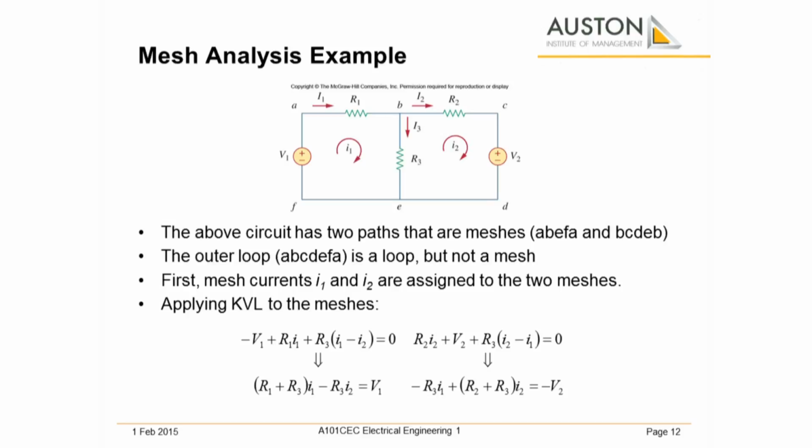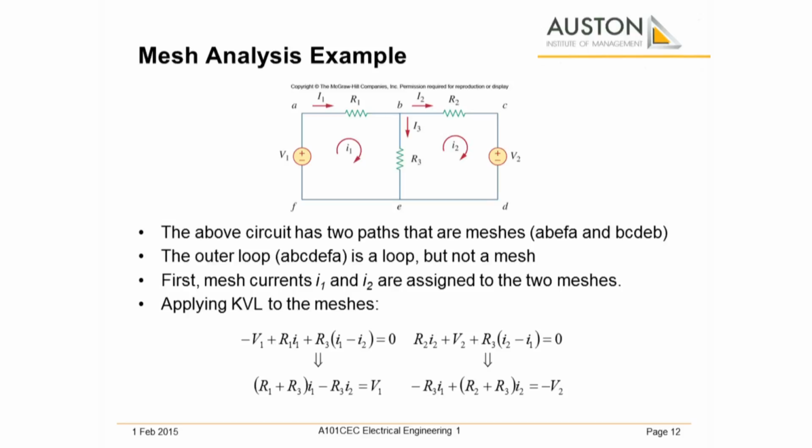We also need to assume the direction of these currents. The direction of these currents will affect the equation that we will be able to derive later on. In this example, we assume that the mesh current I1 flows in a clockwise direction. Same thing with the mesh current I2. Let us now apply KVL to these 2 meshes.